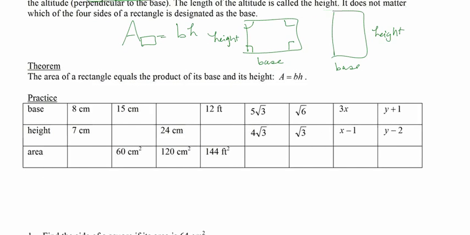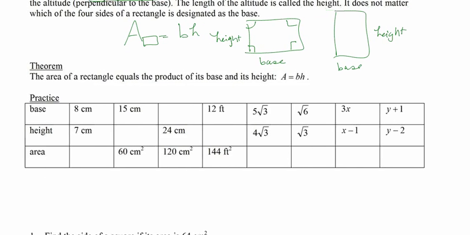All right, so hopefully you tried these practice problems, and let's see what we got here. Start off pretty easy. All of these are about rectangles. If I tell you that the base is 8 and the height is 7, then hopefully you can figure out that the area is 56, and I really hope that you put 56 centimeters squared.